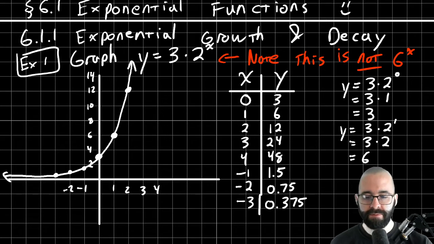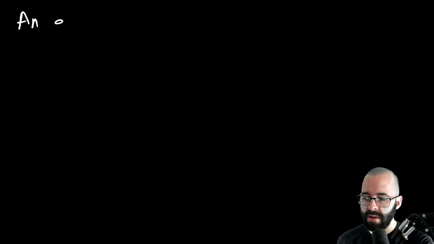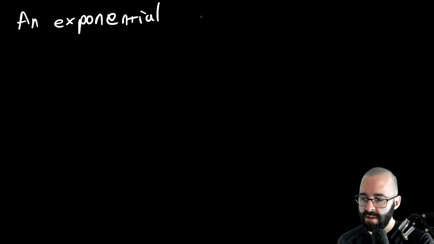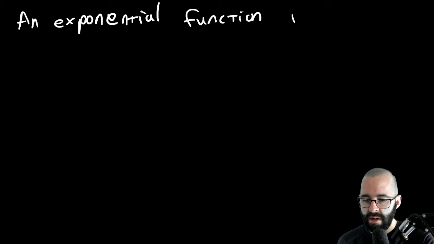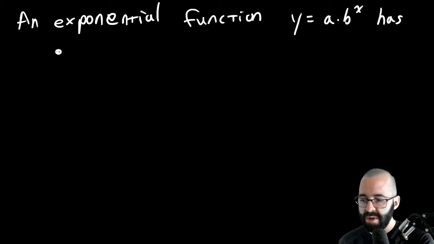much time on that. So let's kind of summarize this information, okay? Let's summarize what we kind of have hinted at with these exponential functions. An exponential function is of the form y equals a times b to the x. And this exponential function has a couple properties.